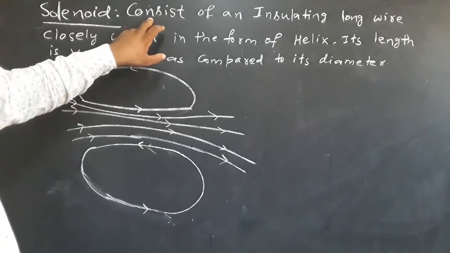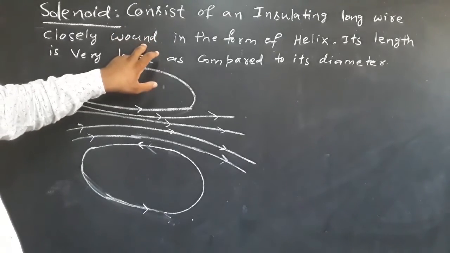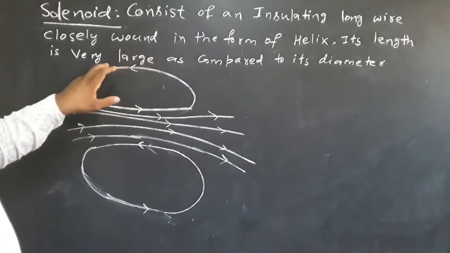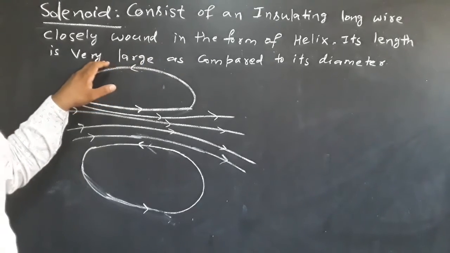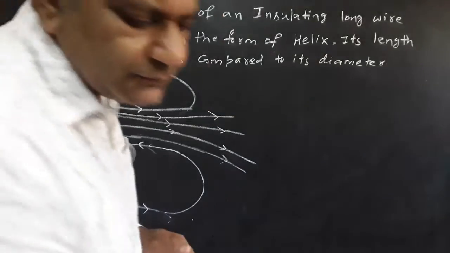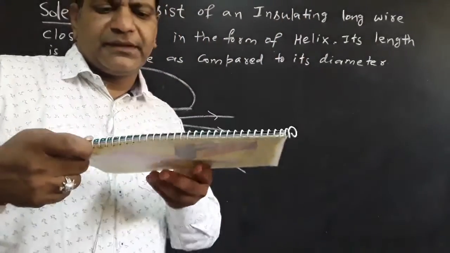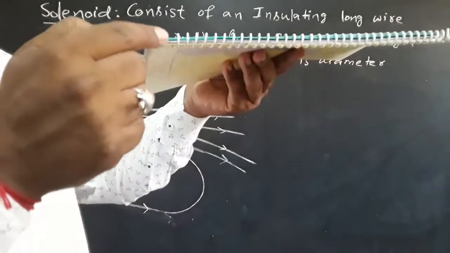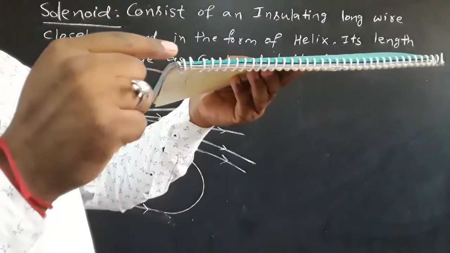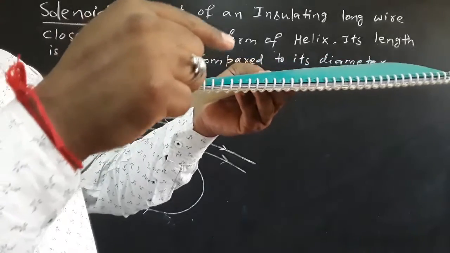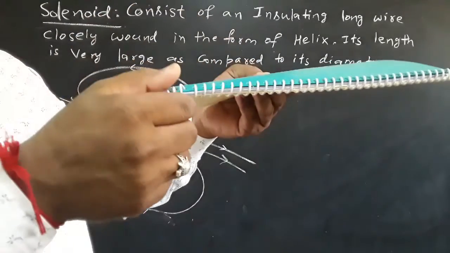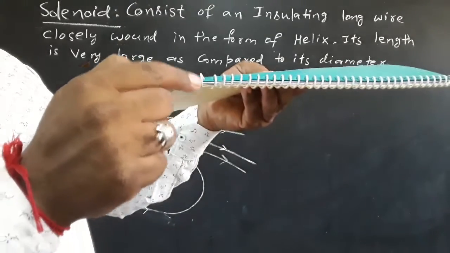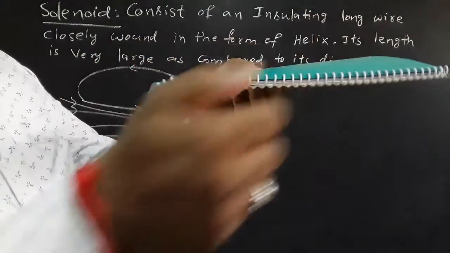It is an insulating long wire closely wound in the form of a helix such that its length is very large as compared to its diameter. Now you can see this is an example of a solenoid, in which insulating wire is wound over a cylinder, and when the cylinder is removed, we get a shape like this. This is a helical shape.